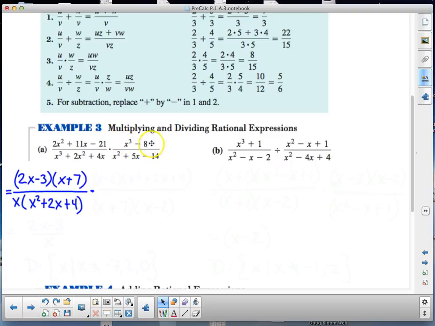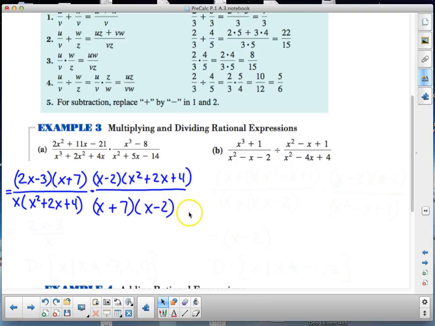On this next one, it's a perfect cube. Remember the difference of two cubes? And where this is a minus and this other one's a plus, that's the pattern we had talked about. Now we got x squared plus 5x minus 14, which is x plus 7 and x minus 2. Now, x plus 7 will cross each other out, x minus 2 and x minus 2. So 2x minus 3 is on top, and I've got this x squared plus 2x plus 4 and out.